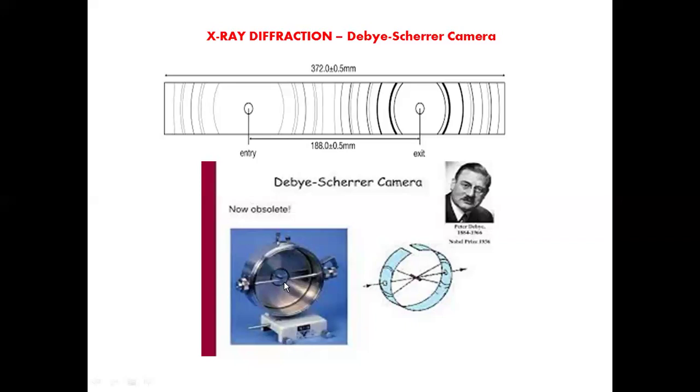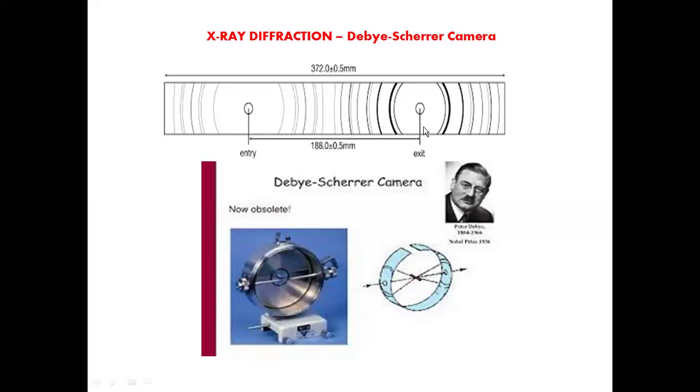So what happens when the X-rays fall on the sample? X-rays get scattered. Some rays go in this direction, and some rays get reflected in the backward direction. These are called the forward reflections, and these are called the backward reflections. These scattered X-rays hit the photographic film, and accordingly, circular rings or fringes are formed on the photographic film.